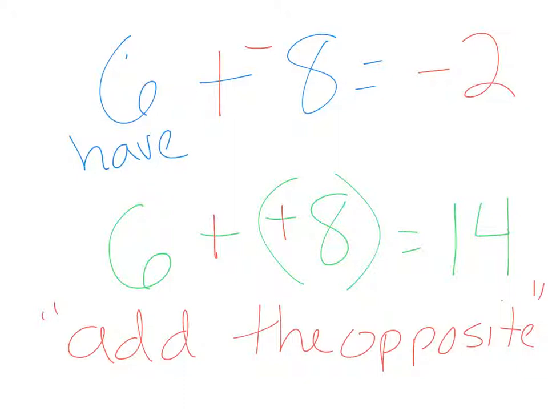So in any subtraction problem, simply remember to add the opposite and then sit back and look: okay, now that I have it as an addition problem, what are my signs? Because that's going to matter in how we approach that addition problem. So remember those two rules. So that's addition and subtraction of our integers.